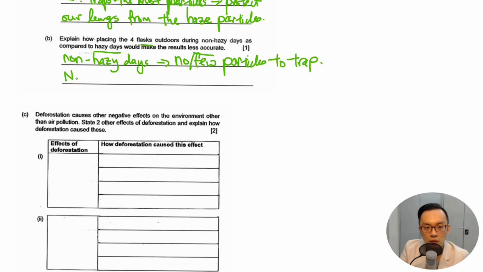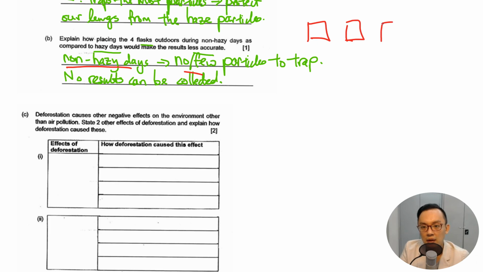So therefore, no results can be collected. Alright, so because on non-hazy days, there are no particles in the air for it to trap, it will look something like this, A, B, C, D. So this one maybe will have 3 particles, this one 1 particle, and then 2 particles. Okay, based on this, you cannot really tell which is the best. This might just be a fluke that you get 3 particles.